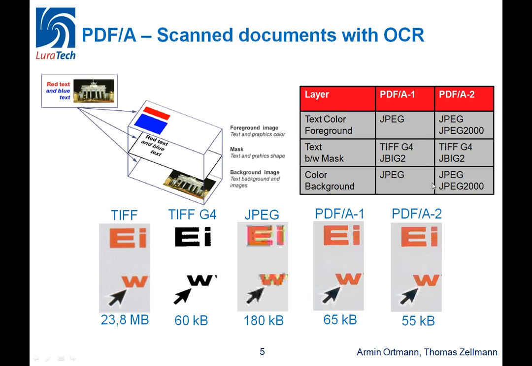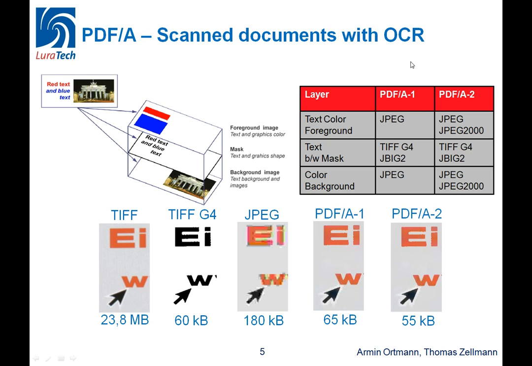And here on the right side is a little bit more for the technical people who have already heard or worked with PDFA. You see what kind of compression is used. It's JPEG, or Part 2 allows JPEG 2000 or JBIG2.